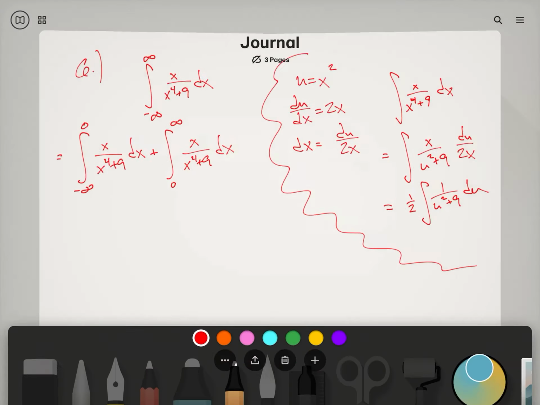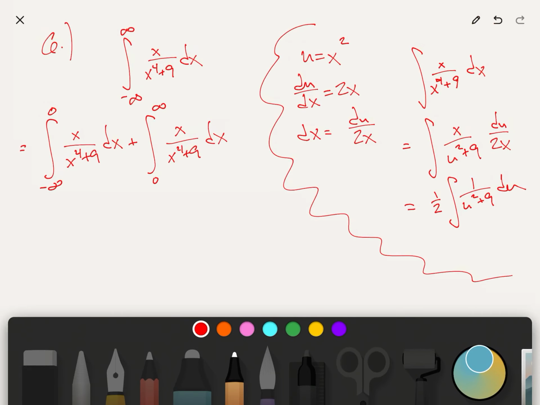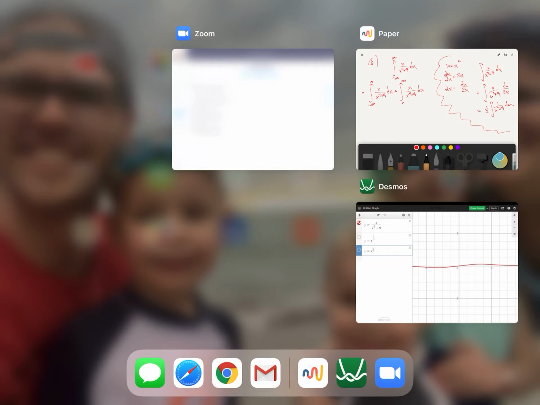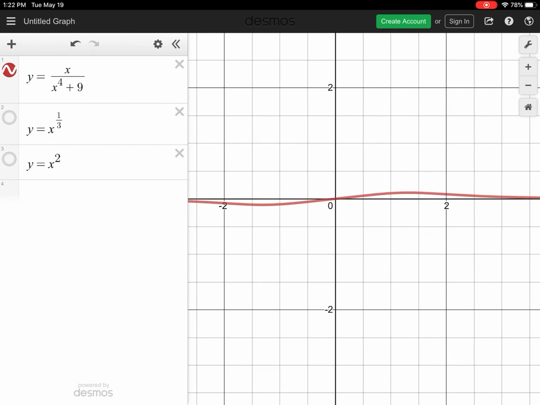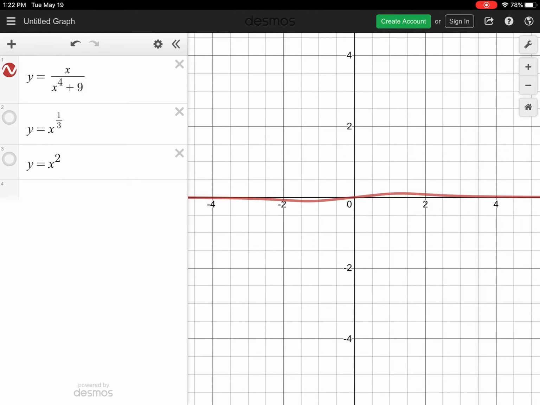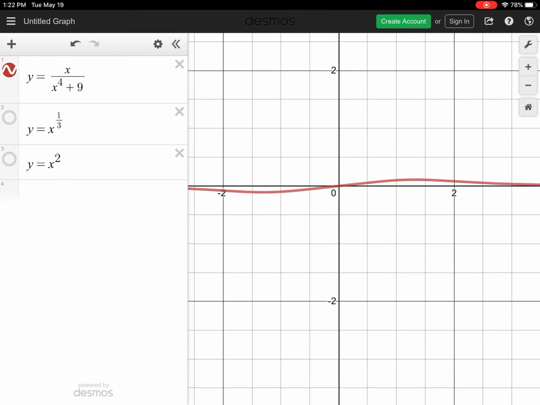Okay. Let's go to number 6. And looking at number 6 here, the integral from negative infinity to infinity of x over x to the fourth plus 9 dx, first we should take a look at the graph. And I have it graphed right here in red. Now, one thing that we probably notice right away when we look at this graph is it looks like an odd function. Looks like it's symmetrical about the origin. So I wonder if these are going to cancel out and give me 0.